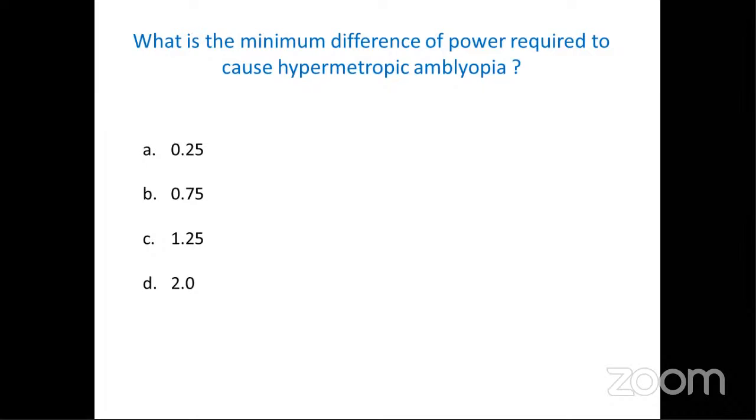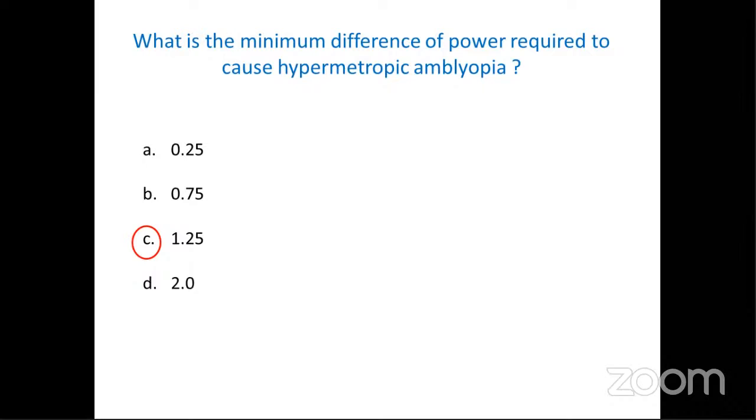So what is the difference of power that is able to cause amblyopia? There should be some difference, right? A minimum difference of 0.25 doesn't cause amblyopia. 0.75 difference between the two eyes also doesn't cause amblyopia. The option C is 1.25. Yeah, the answer will be C. A 1.25 difference of power between the two eyes causes amblyopia.